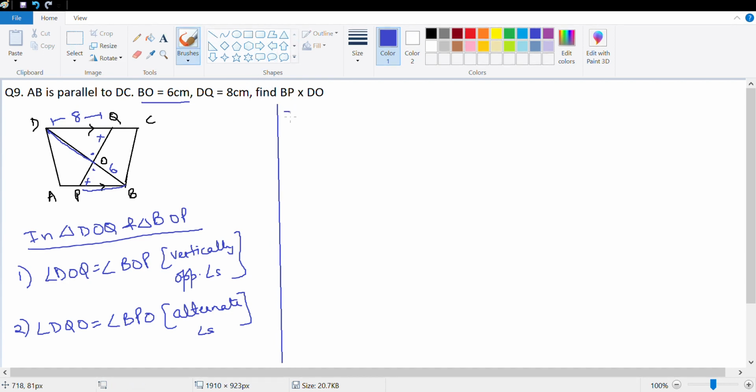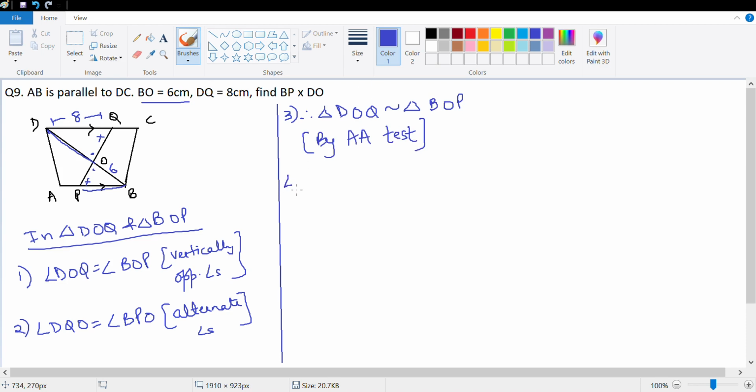So that gives me number 3. Therefore, triangle DOQ is similar to triangle BOP. O is corresponding to O and Q corresponds to P. So D corresponds to B. So DOQ is similar to triangle BOP by AA test.